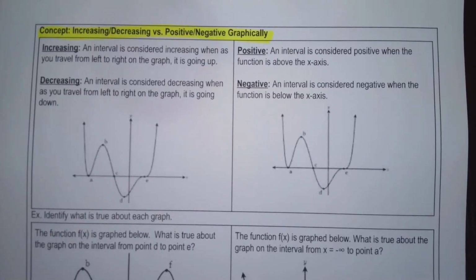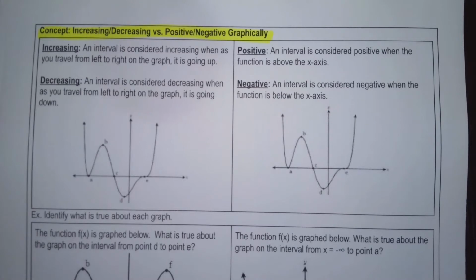We're moving on to our next few concepts. So the next concept is going to be talking about increasing, decreasing versus positive and negative. Because normally when we think of increasing, okay, that's positive, and same with decreasing and negative. But when it comes to polynomial graphs, they represent two different things.